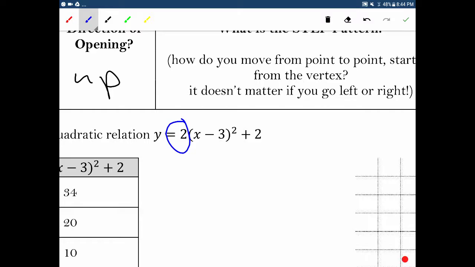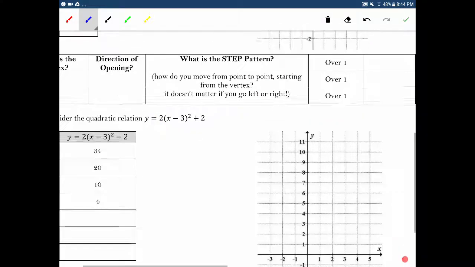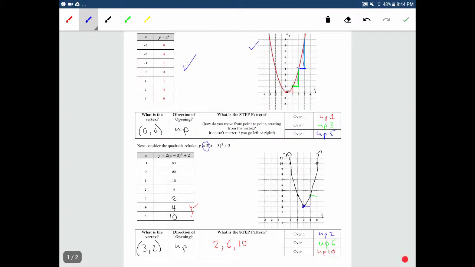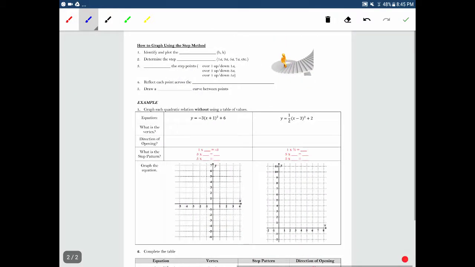And what you do is you just multiply the step pattern by that number. So instead of 1, 3, 5, it became 2, 6, 10. If that number was 3, instead of 1, 3, 5, it would be 3, 9, 15. Okay? So you just multiply all three of those numbers by that number.